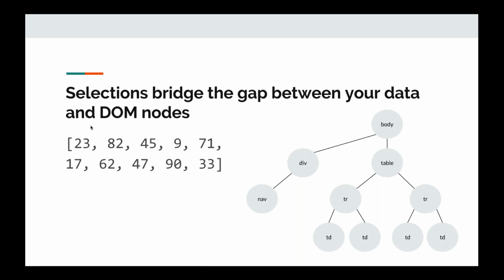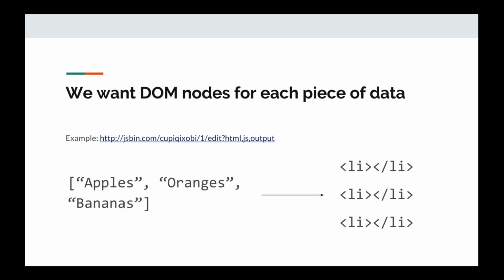Selections is what allows you to say, hey, I have this data over here, and I want to create nodes over in the browser that map to that data. There's two things you really get out of that. The first, like I just called out, is that you want DOM nodes for each piece of data. So let's say I have this data of apples, oranges, and bananas, and I want to create a list of those items in the DOM.